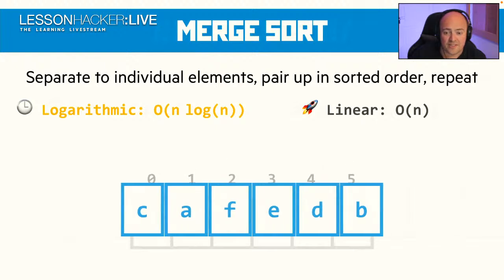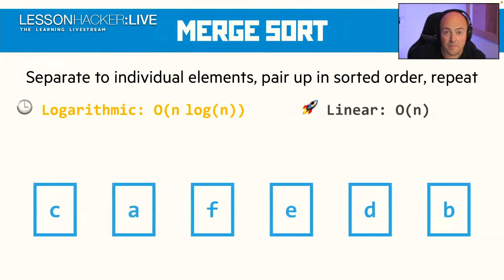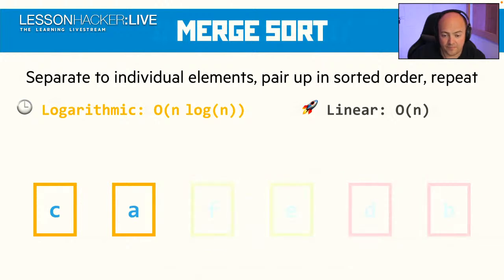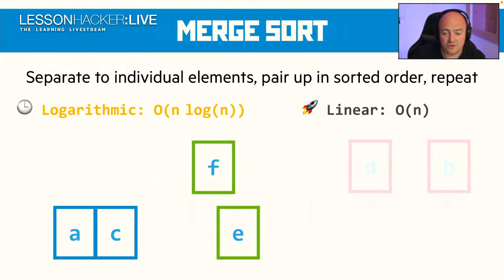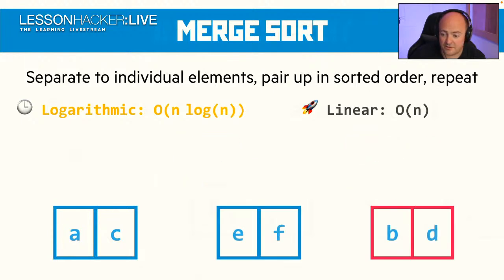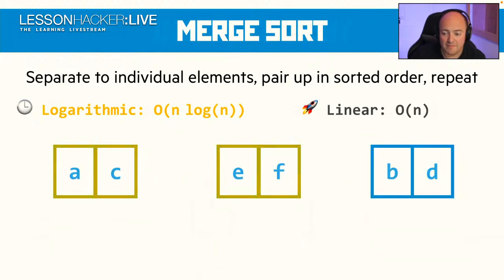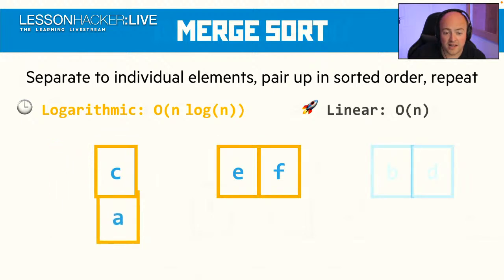Remember, we separate them into individual parts, and then we pair them up, putting them in the right place. So we pair them up, then we start to sort the pairs. So C and A, sort them out. Then F and E, sort them out. Then D and B, we sort them out. We pair them up again. We sort those one item at a time.